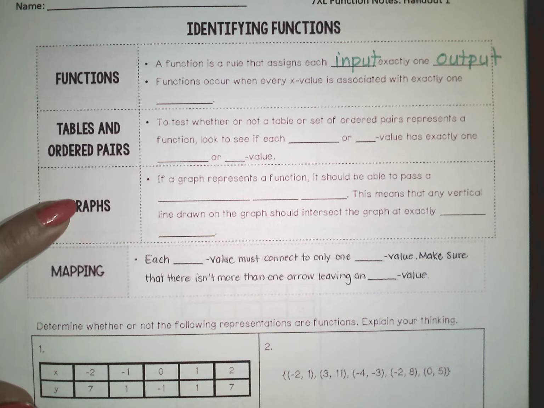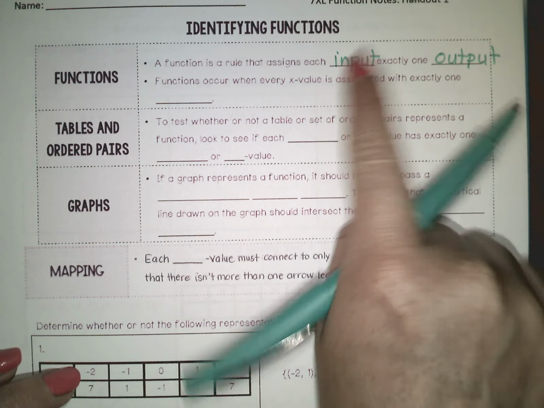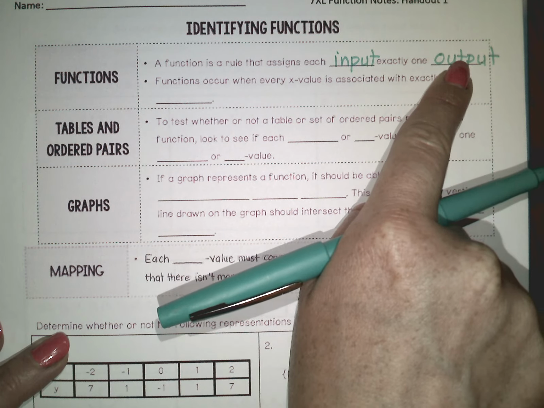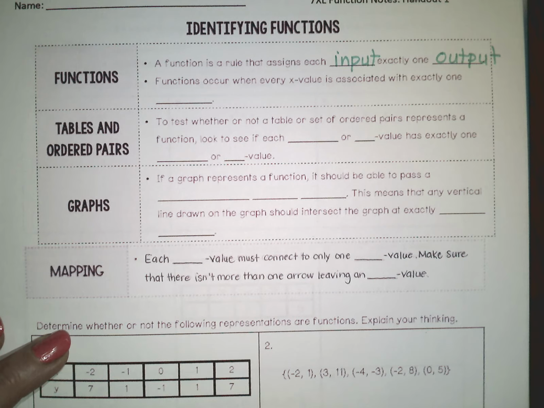We can have them on graphs. We know what those look like. And we can have them on mapping. I'll show you exactly what mapping is in just a few minutes. So input and output are just words that are standing for X value and Y value.